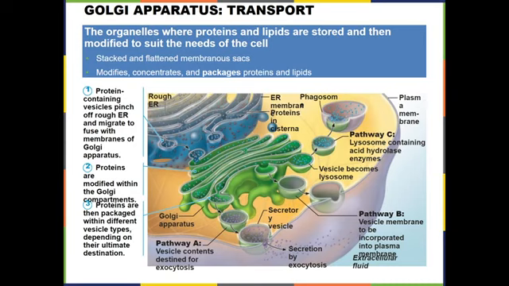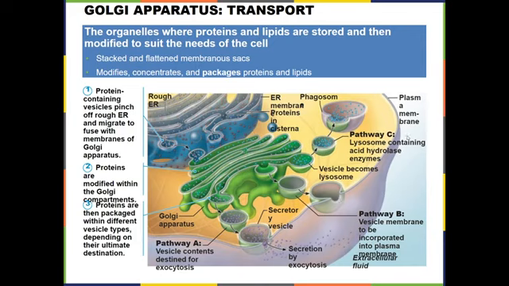Pathway A is that vesicle contents can be destined for exocytosis. Maybe that vesicle contains something like mucus or neurotransmitter from a neuron. Or you could have pathway B, a vesicle membrane to be incorporated into the plasma membrane. So you have a vesicle made up of phospholipids, and it's meant to fuse with the plasma membrane and allow the cell to get bigger or grow.